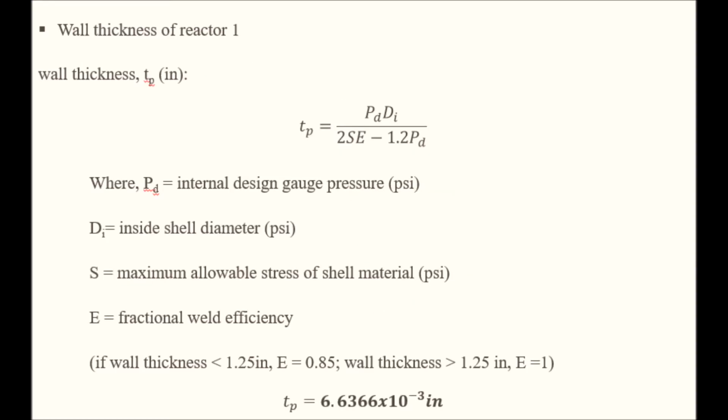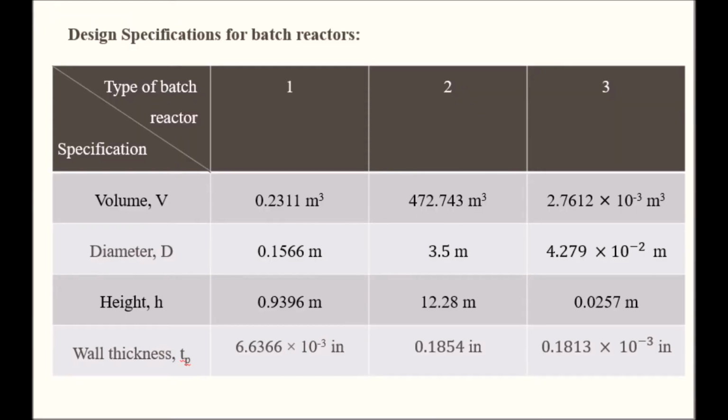The wall thickness of the reactor can be calculated using this formula: Tp equals Pd Di divided by 2SE minus 1.2 Pd. Finally, the wall thickness is around 0.006366. This table shows the design specification for batch reactors 1, 2, and 3.